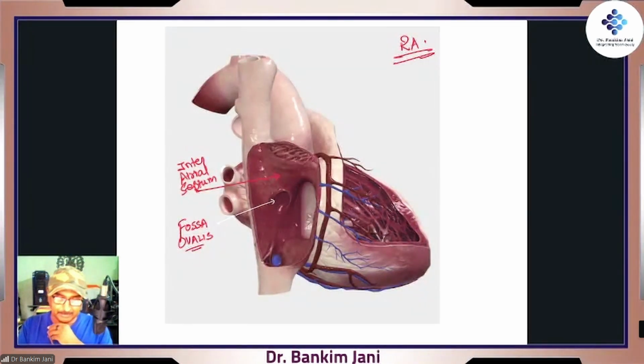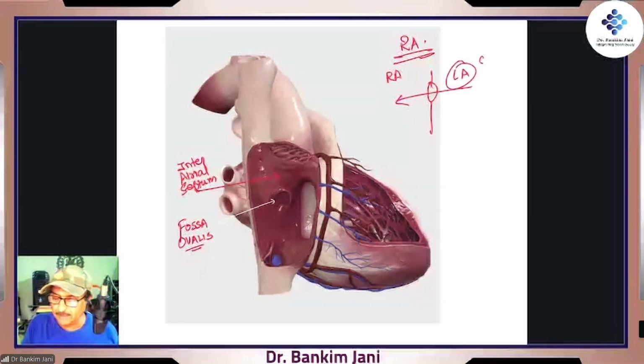So what if there is a hole in this wall? If there is a hole, the blood would be pushed. Which side has more pressure? The left side has more pressure, right? The blood will be pushed from the left side to the right side, correct? This is the left atrium, this is the right atrium. The left atrium has more pressure, so blood will be pushed to this side.